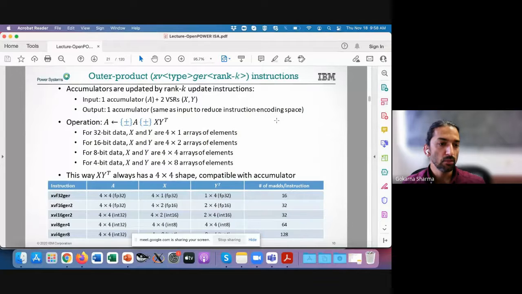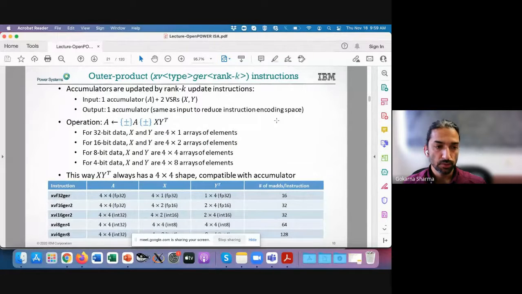So the operation would be to accumulate: accumulator A is A plus X times Y transpose. X is also a matrix, Y is also a matrix, and Y is the transpose. Okay, so you are using the transpose. For 32-bit data, how you represent it and what instruction you use depends on what data you are using.